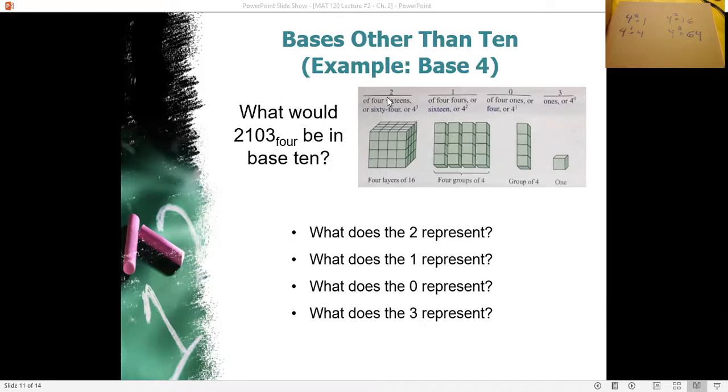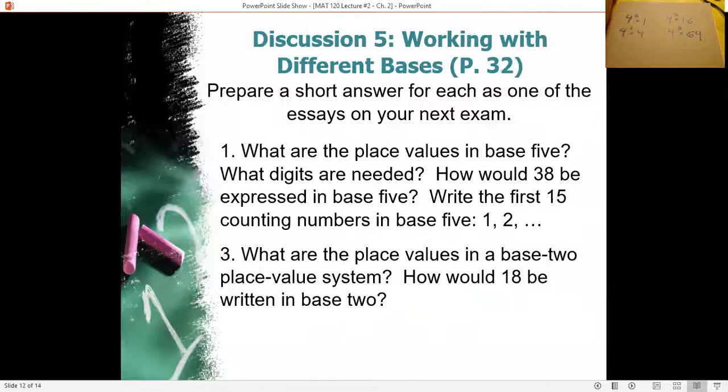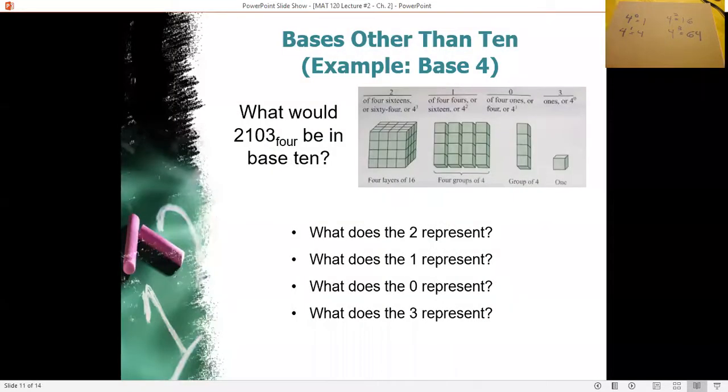And if you look across the top, they did include these digits 2, 1, 0, and 3. So we have 2, 1, 0, and 3. So what does the 2 represent? The 2 represents the number of 64s. And what does the 1 represent? It represents the number of 16s, and so on. So let's see if we can come up with a solution now for what this number actually would be. It's 2103 base 4.